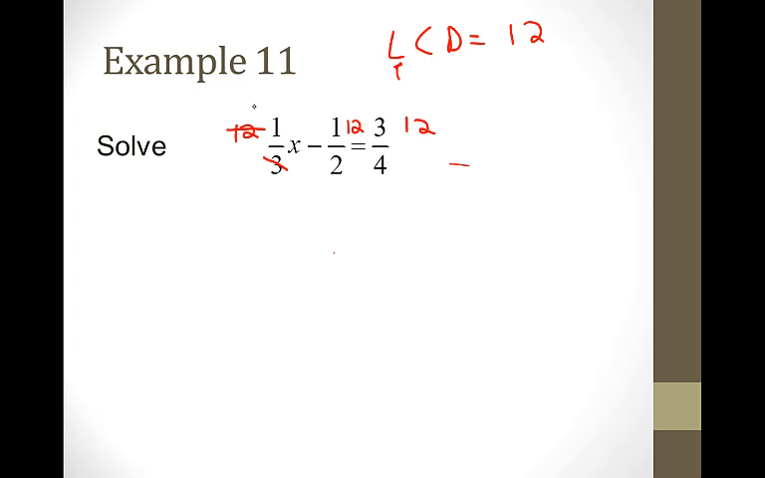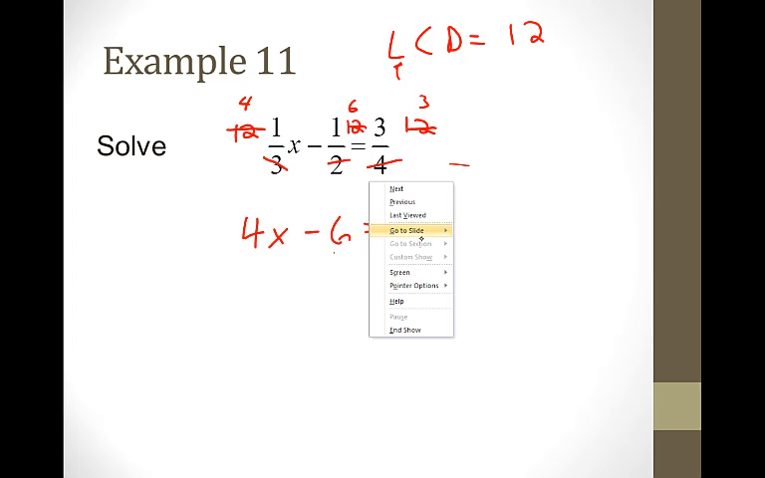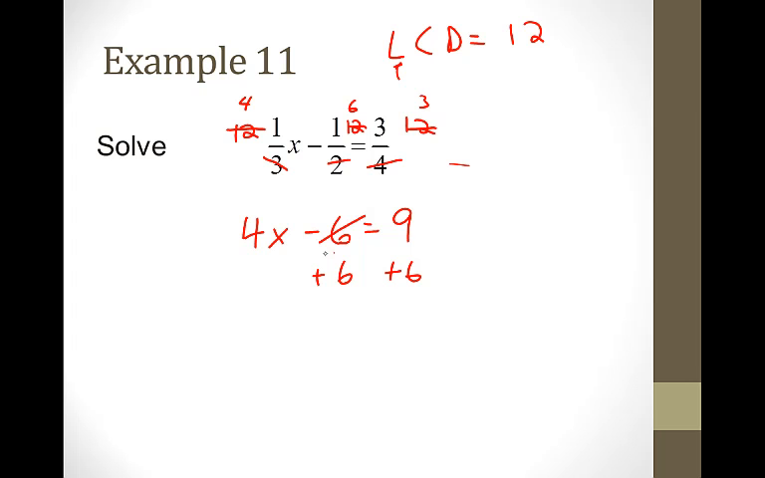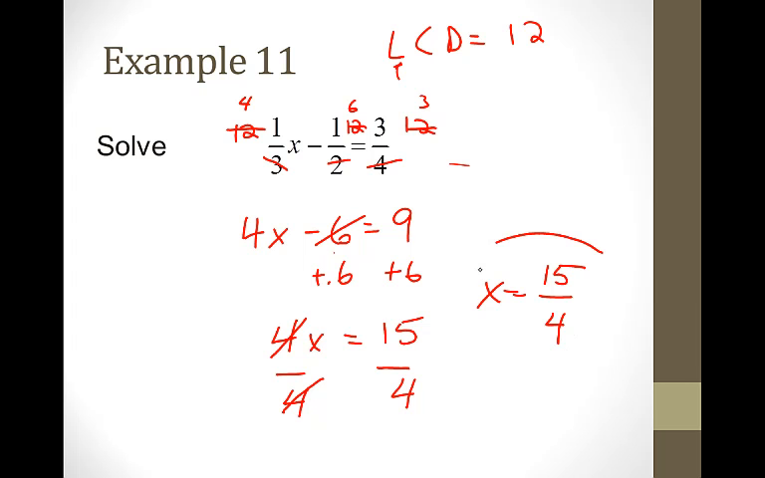So 3 goes into 12 4 times, and this is normally what I do. 4 times 1x is 4x. Minus, 2 goes into 12 6 times, 1 times 6 is 6. Equals, 4 goes into 12 3 times, and 3 times 3 is 9. Now, we're going to add 6 to both sides. And by this point, we should be getting pretty good at doing these. So 9 plus 6 is 15. And the last step is divide by 4. Again, I'm not explaining these steps like I was earlier. This is just further examples. x equals 15/4.